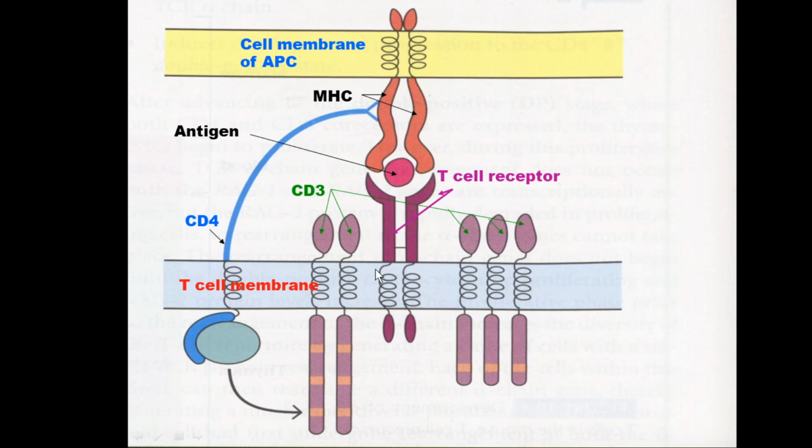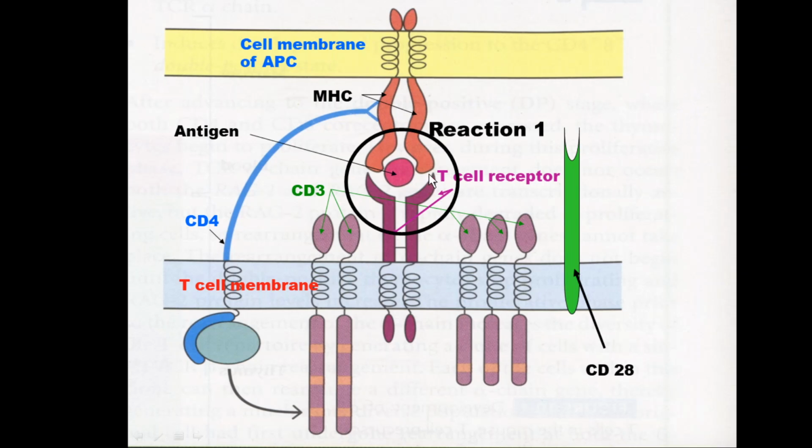And on the other side, there is the T cell membrane. In the T cell membrane, there is a T cell receptor, and there is additional CD4 positive, and there is an additional signal present in the name of CD3. So this is the primary signal. Now this is the first reaction.